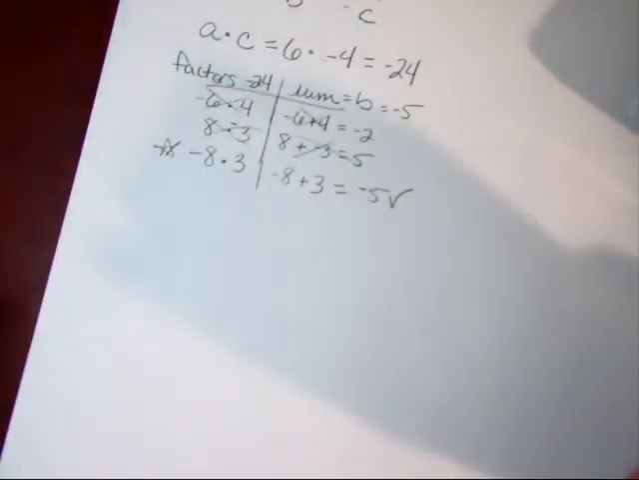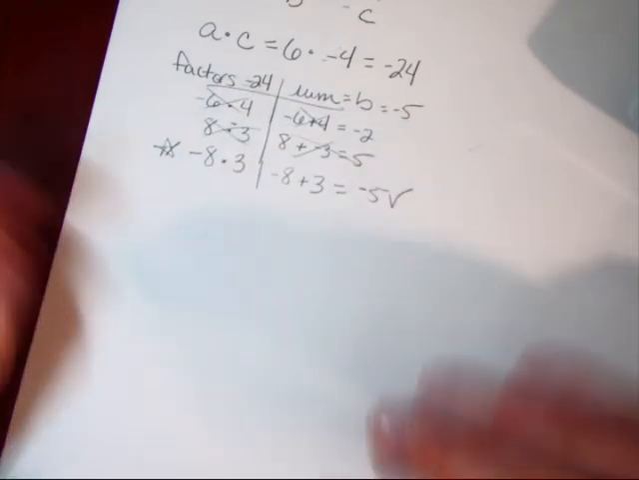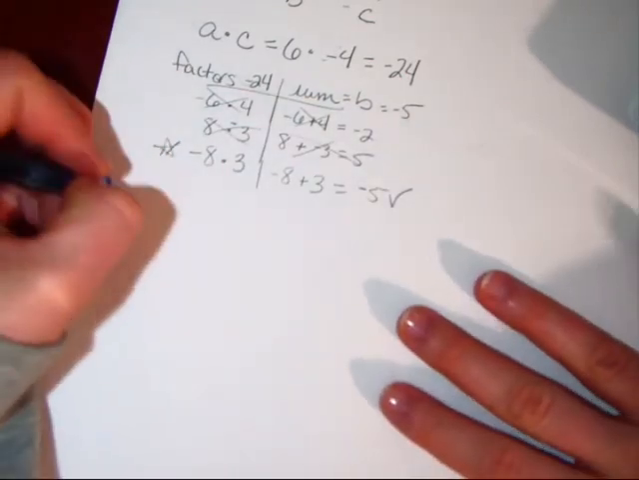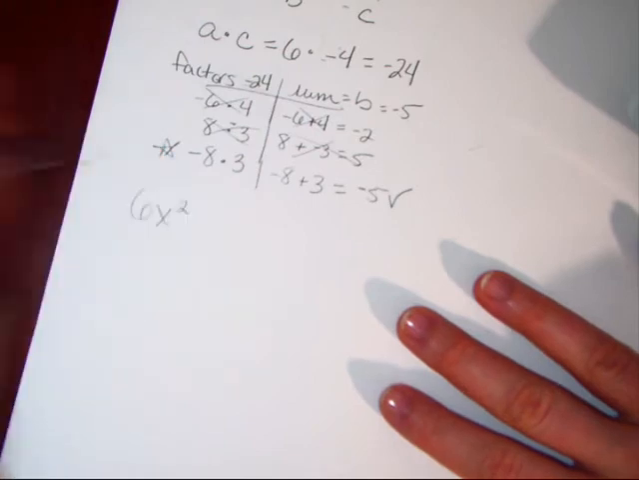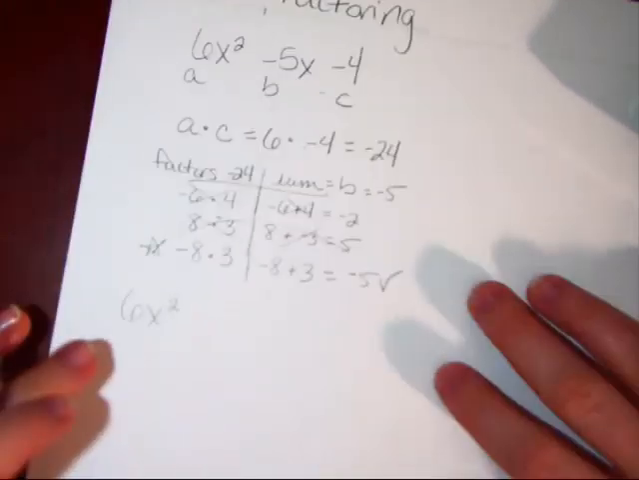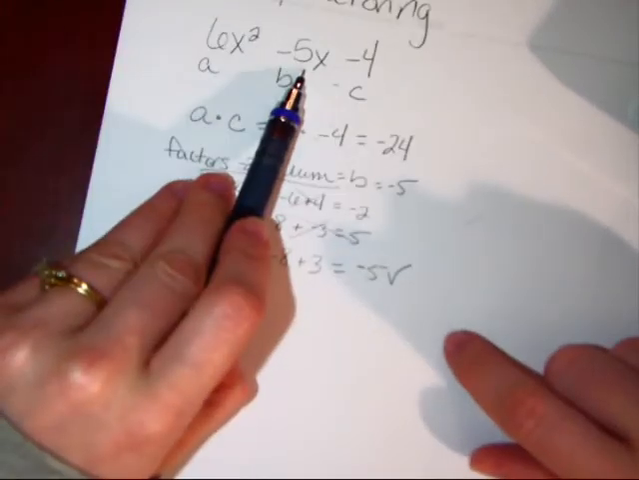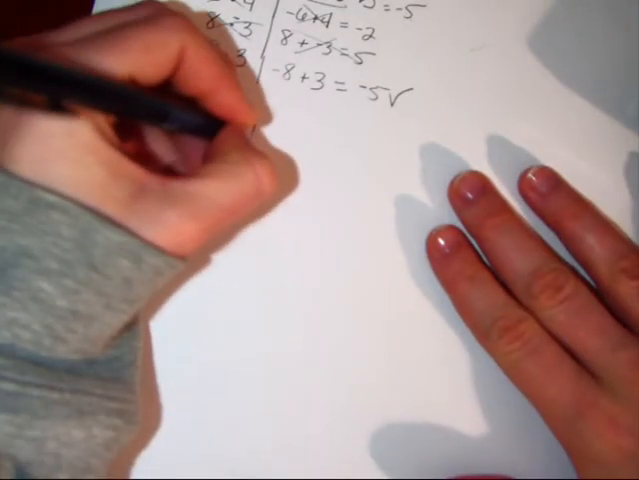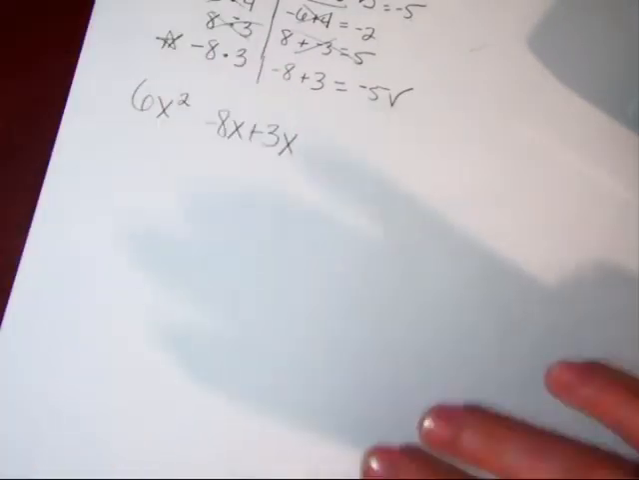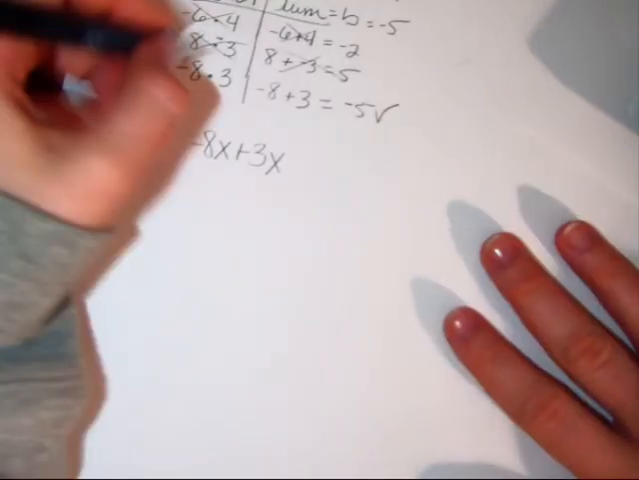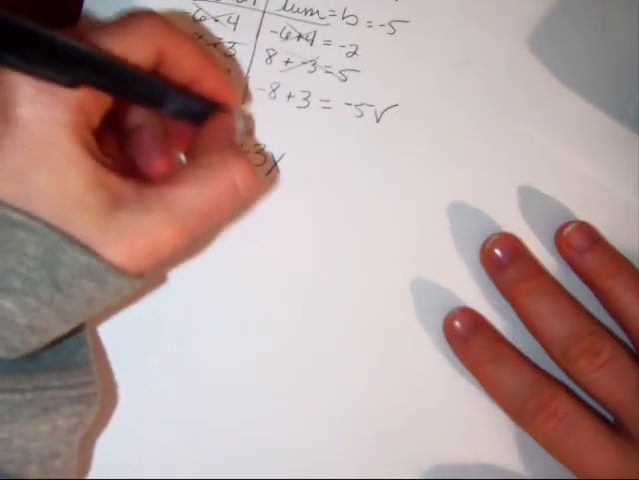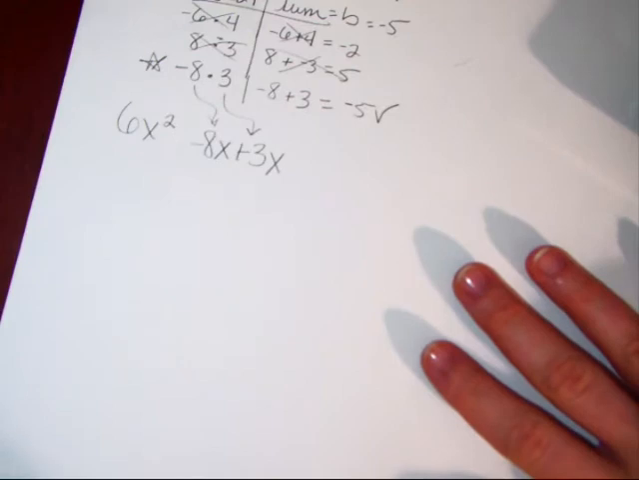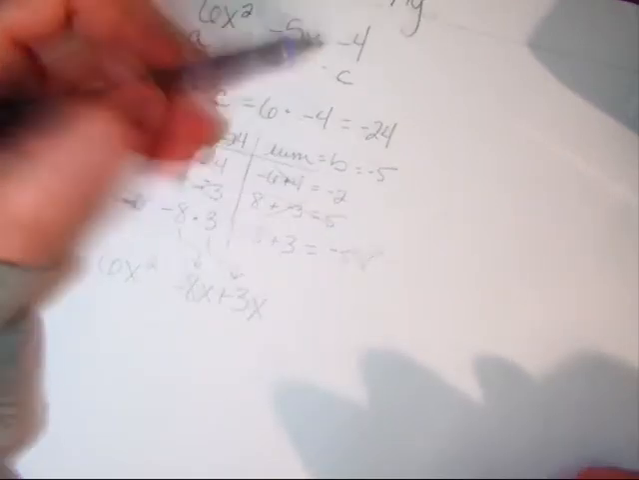is they would have said, okay, it's time to rewrite it. Keep the 6x squared. But instead of writing minus 5x, you need to write minus 8x and plus 3x. Now you might be like, well, why minus 8 and why plus 3? Because those were the ones that you already found that worked. And then you finish it off with your minus 4 in the back.